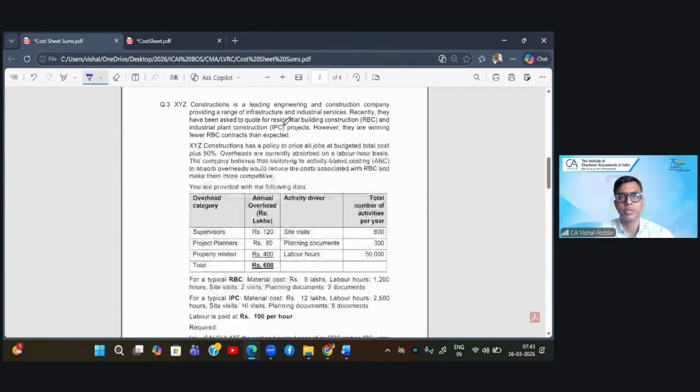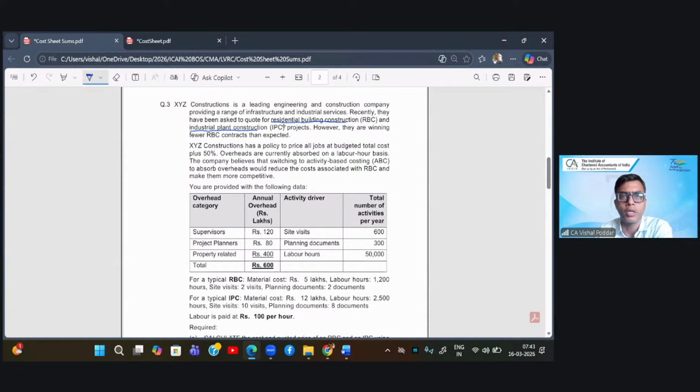Now see what is given. See, understanding the question is the key. So what it says, XYZ Construction is a leading engineering and construction company, providing a range of infrastructure and industrial services. Recently, they have been asked to quote for a residential building construction and an industrial plant construction. So two projects, they need to prepare cost sheet.